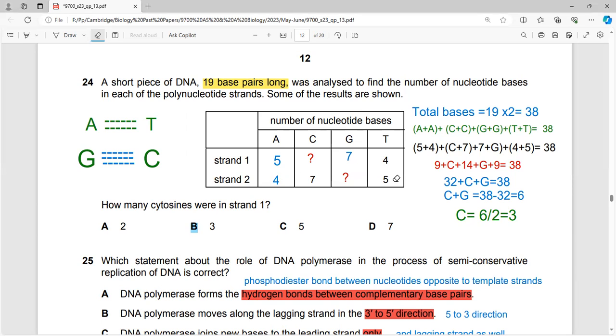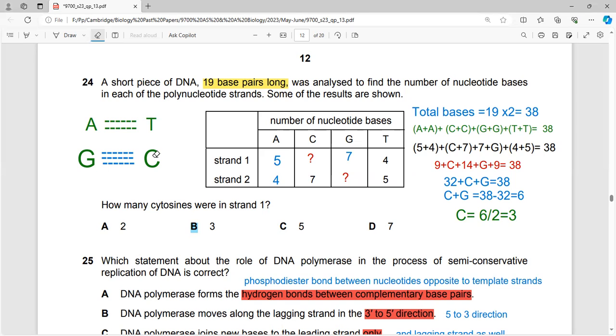Second, the thymine in strand 5, the strand thymine is 5. So adenine will be 5 in the opposite strand 1. So I'm writing here with the blue color. In the same way, the guanine, we have what? Cytosine is 7 in strand 2. What about guanine in strand 1? It is 7.